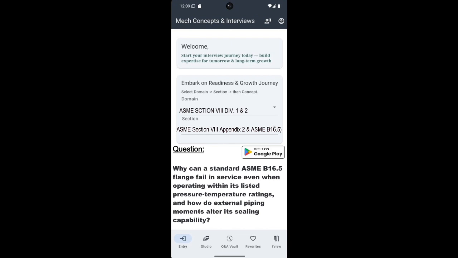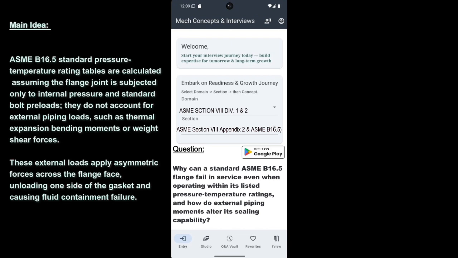And how exactly do external piping moments alter its sealing capability? Well, the failure occurs due to a massive analytical blind spot inherent in standard flange ratings. ASME B16.5 standard pressure temperature rating tables are formulated with an isolated assumption. Which is what? They assume the flange joint is subjected only to internal fluid pressure and standard bolt preloads. The tables guarantee that the flange ring has sufficient thickness to contain the pressure bursting force.